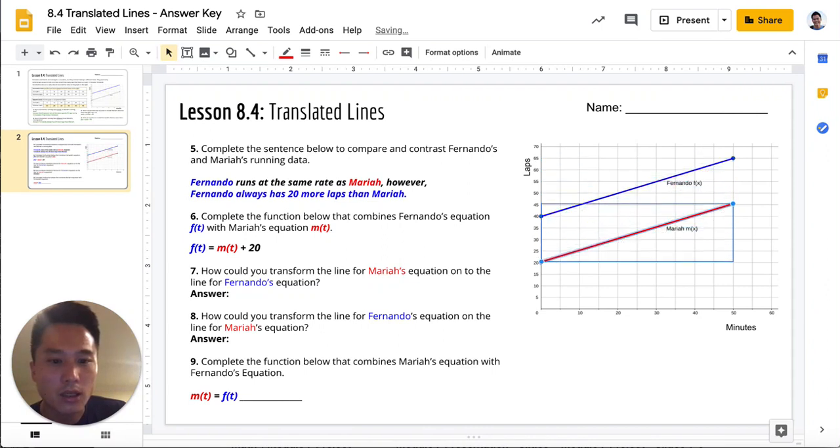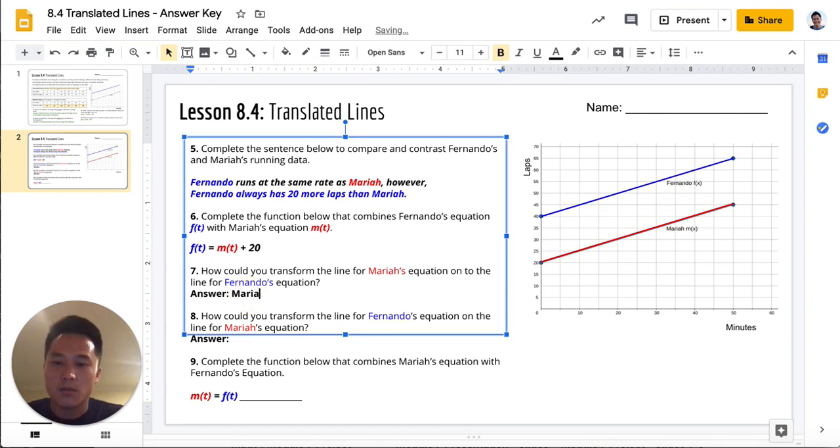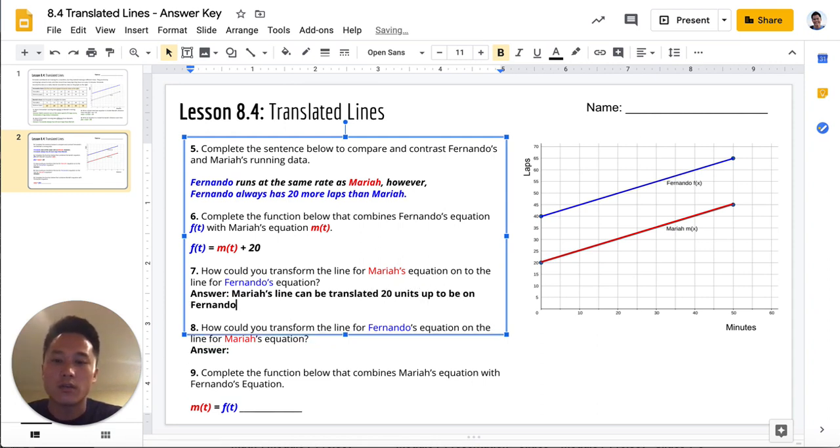And how many units am I going up exactly? Well, let's check the graph. Her y-intercept was 20. Fernando's y-intercept was 40. So this line has to go up. It has to be translated up 20 units to land right on Fernando's. Okay, so I can say Mariah's line can be translated 20 units up to be on Fernando's line.